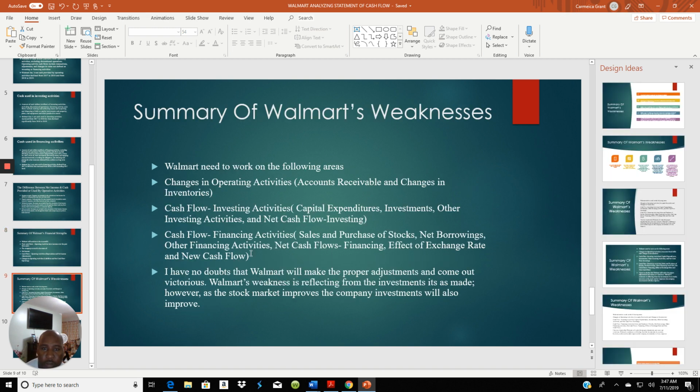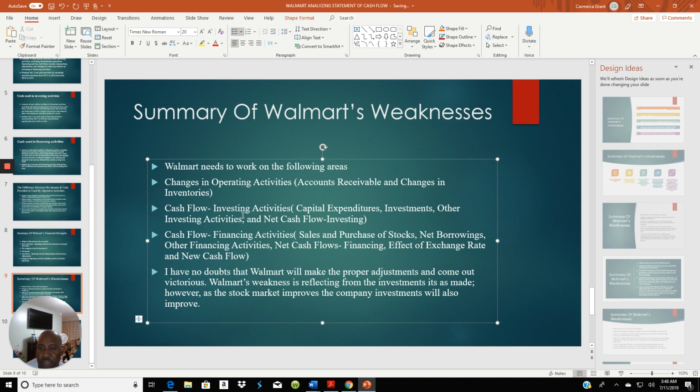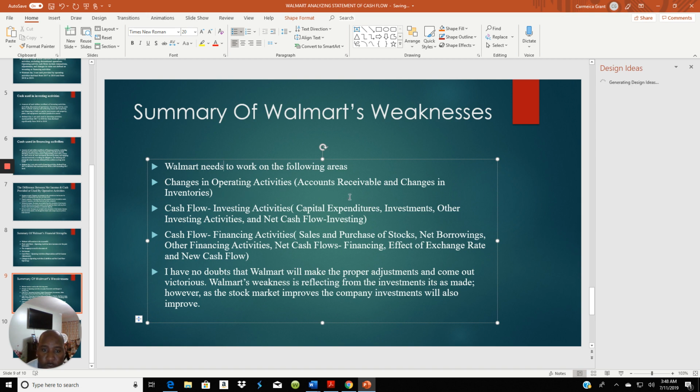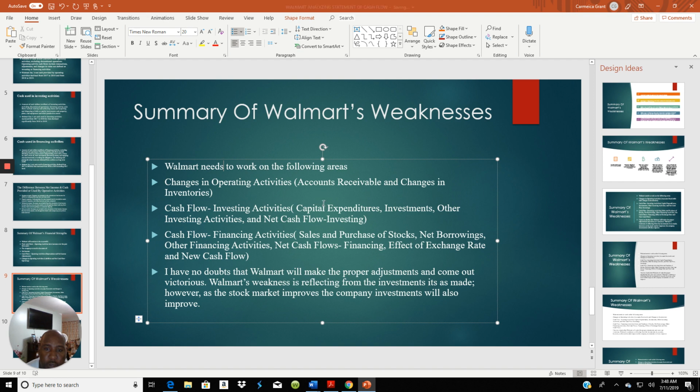Summary of Walmart's weakness. Walmart needs to work on the following areas. Changes in operating activity, specifically accounts receivable and changes in inventory. They were negative. They were in the red.